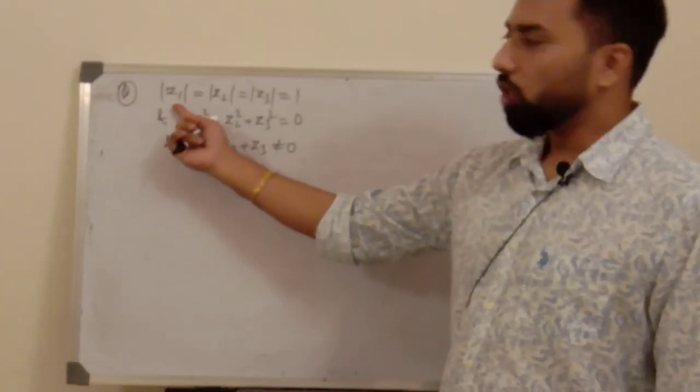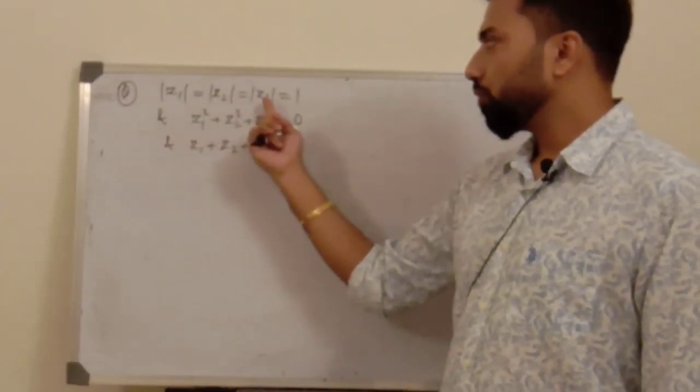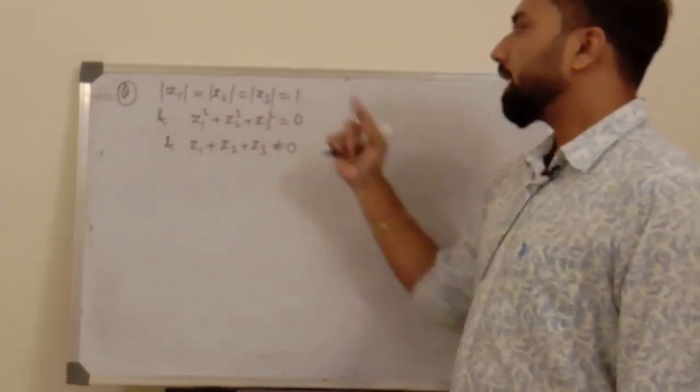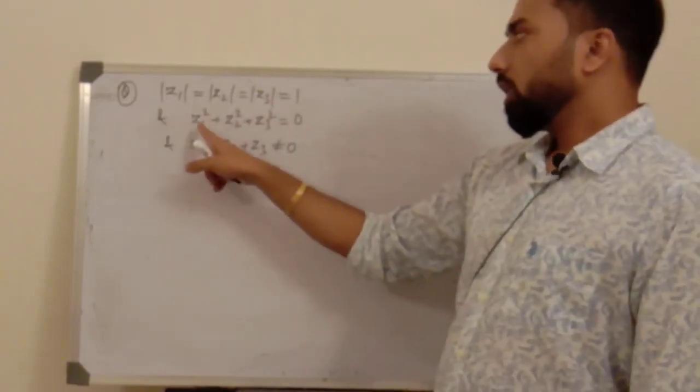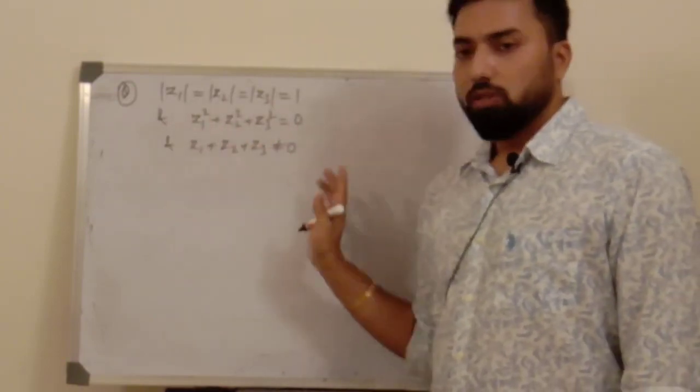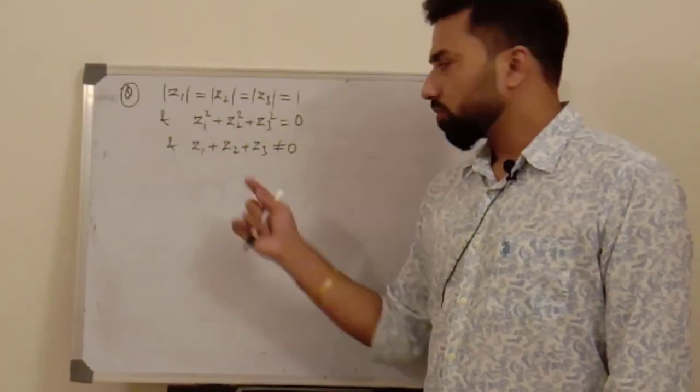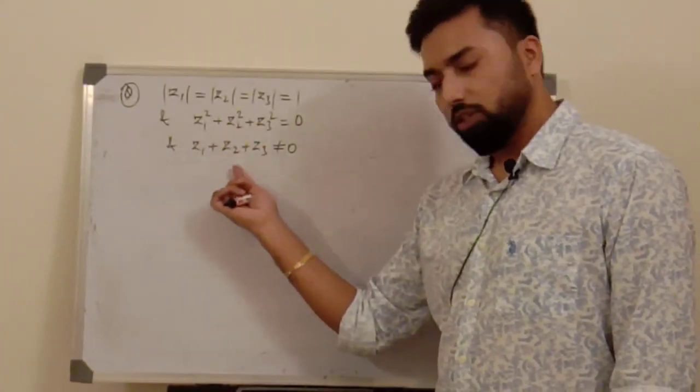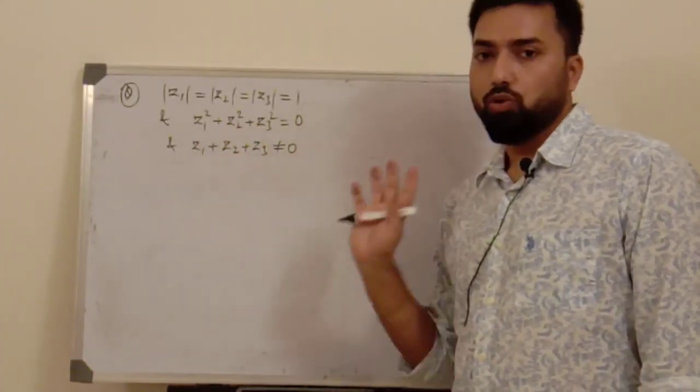First information is modulus of z1 is equal to modulus of z2 is equal to modulus of z3 is equal to 1, and z1 square plus z2 square plus z3 square is equal to 0, and the third statement is z1 plus z2 plus z3 is a non-zero complex number.